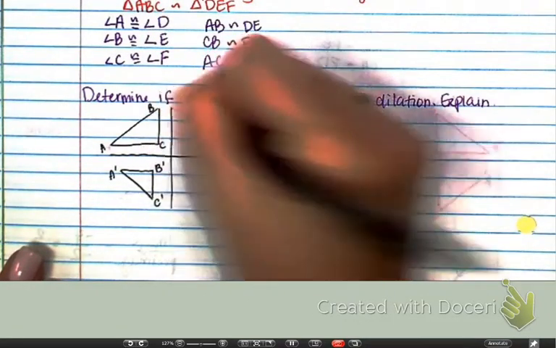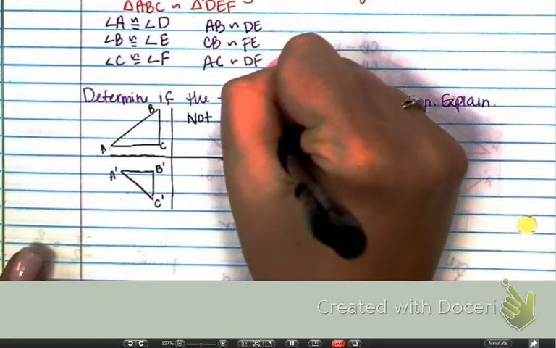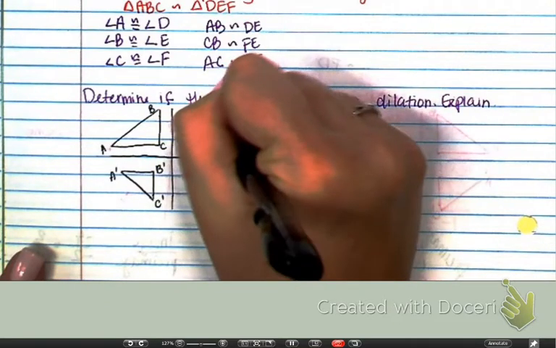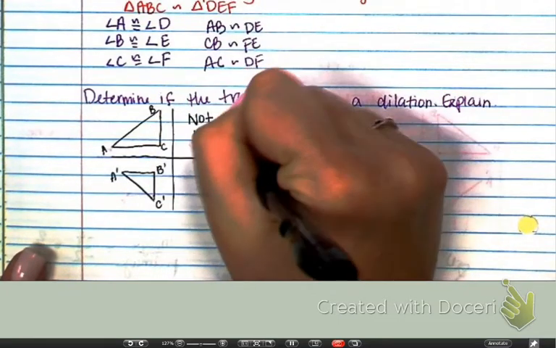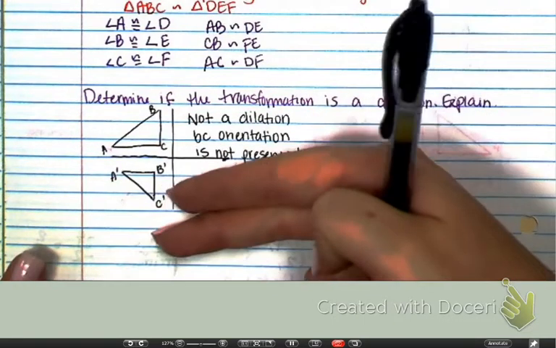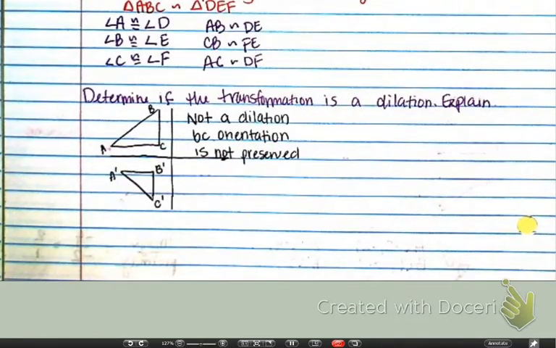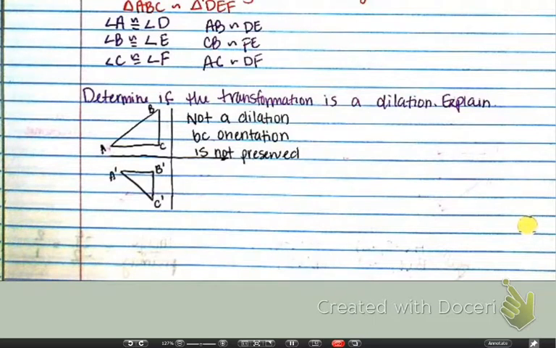What did we not preserve? We did not preserve orientation. Good. So if B and C were flipped, you'd be fine. It would be a reflection. That's okay. But because B and C changed spots somehow, like they're just not in the same location, we didn't preserve orientation, so there's no dilation that happened. Okay? One more.